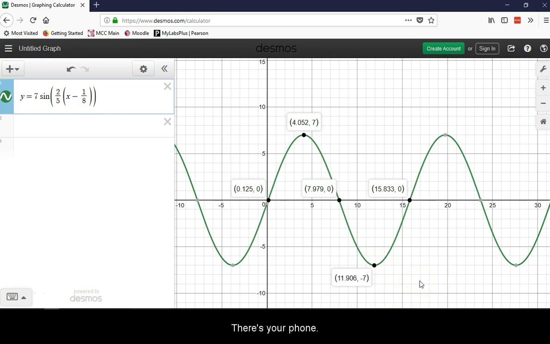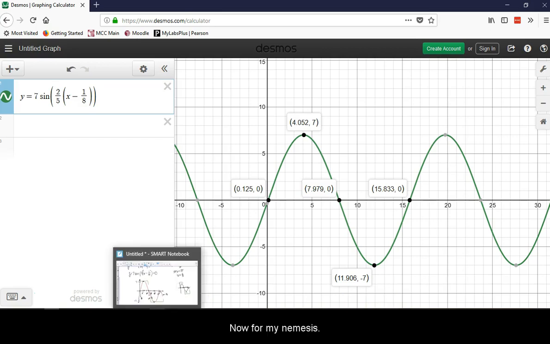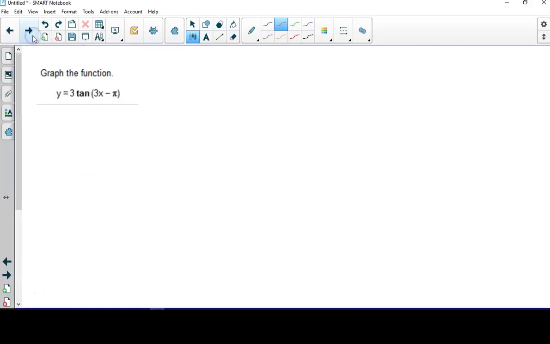And there's your function. Again, terrible numbers. You can graph this in your calculator the same way. I would distribute, though, because you'll have a lot of parentheses in the calculator otherwise. Now for my nemesis, tangent.